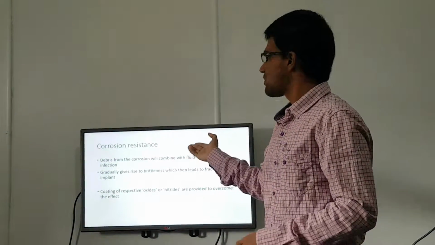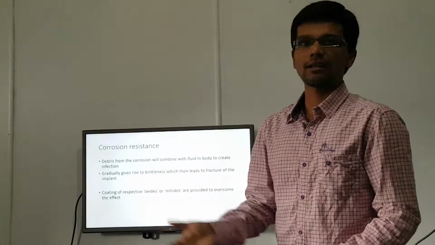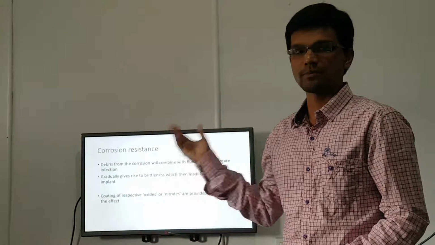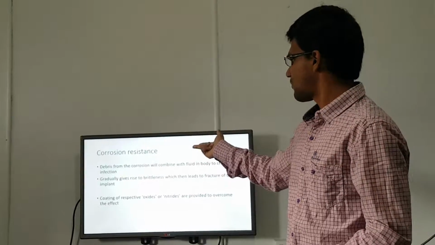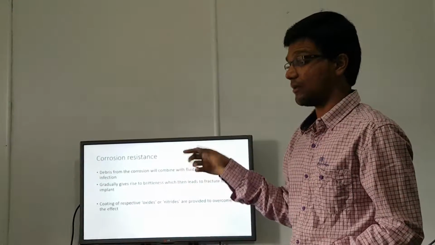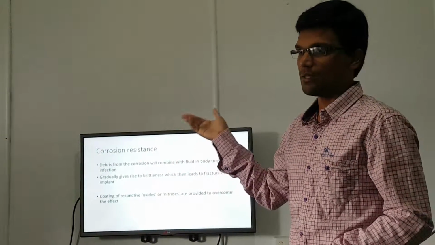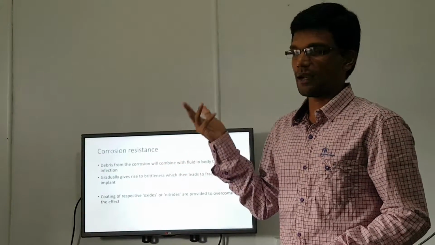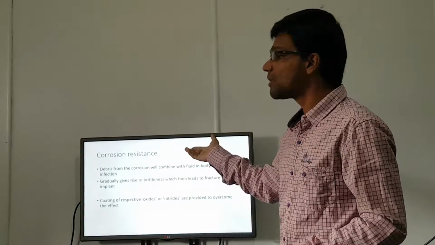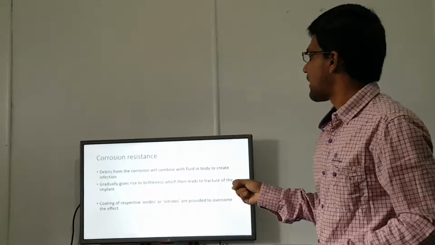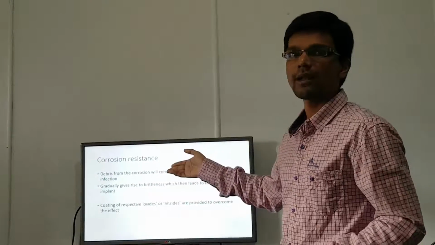Coming to corrosion resistance. Corrosion is nothing but destruction of metal when it interacts with the fluids in the environment it is placed in. When planted in the body, the debris from the corrosion will combine with the fluid in the body, and it might travel to other locations and spread the infection. These are the problems that come with the corrosion of the implant, and corrosion also gives rise to brittleness that leads to failure of the implant as a whole.